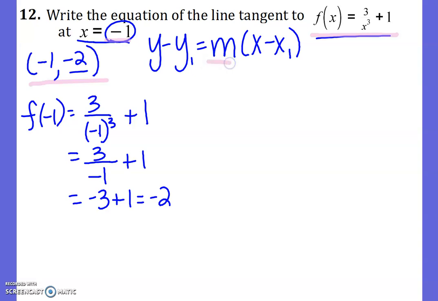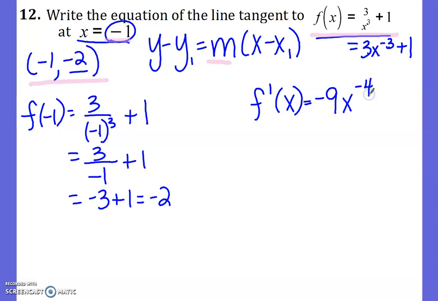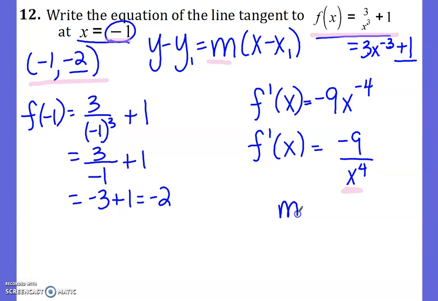To find my slope, we have to take the derivative of this. So let me rewrite this with that negative exponent. And so I take the derivative. This becomes negative 9x to the negative 4, subtracting 1 from that exponent. The derivative of a constant is just 0. So then my derivative, I can just plug in negative 1 here, and that'll give me my slope. So negative 1 to the 4th is just 1. Negative 9 divided by 1 is negative 9.